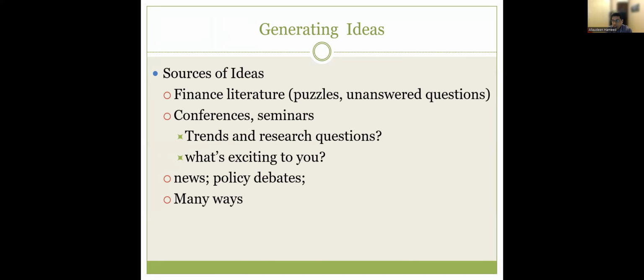And sometimes, reading news, Wall Street Journal, or listening to policy debates can also generate potential ideas. So it's not like there's one source of research ideas, but it could be coming from a combination of these things. And the more you think about it, the more likely you're going to come up with ideas, and you can sharpen them along the way. So there are many ways to generate ideas.